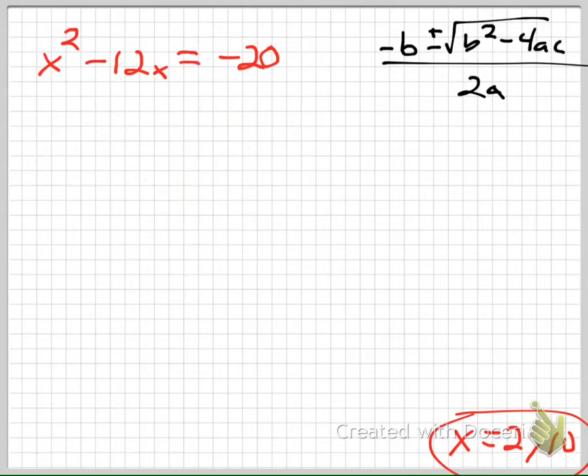Okay, we're going to plug it in. We're going to go x squared minus 12x plus 20 equals 0. And now we're going to plug it in. Anytime you plug something in, you plug it in.